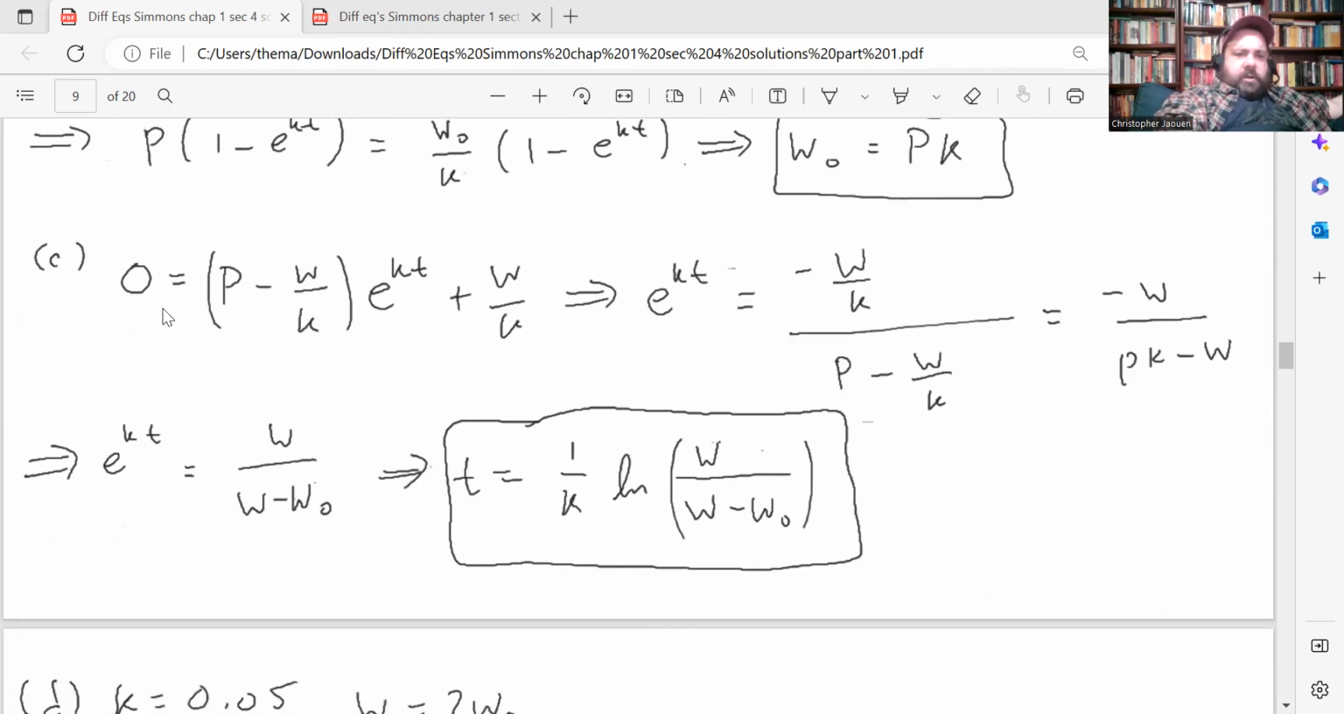Okay, so if I want the amount in the account to be 0, I'm just plugging that in for P, and then you solve for T. It's just an exponential equation, so you solve for that, and you get that the time is 1 over K times ln of W over W minus W0.